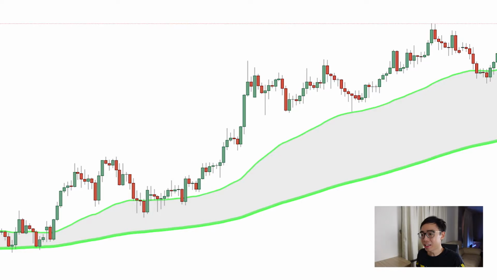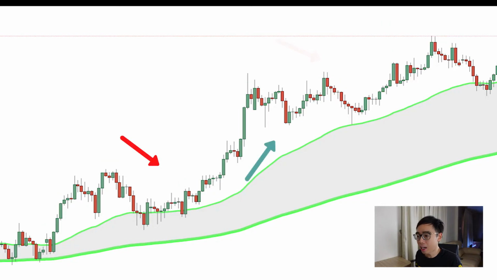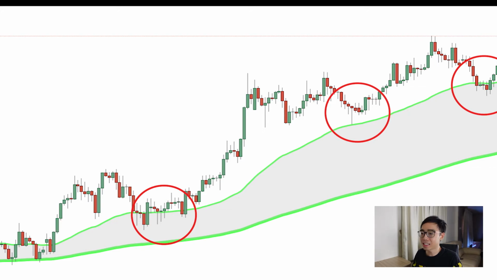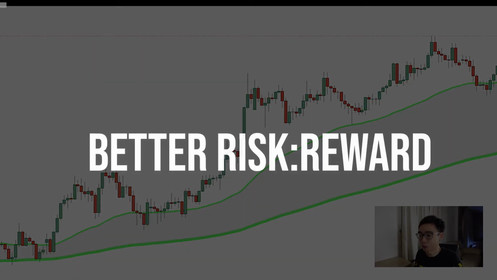For this strategy, we will be entering on pullbacks. Now let's talk about how the market works. The market moves in waves: goes down, up, down again, and up again. In this strategy, we want to get in when the price pulls back. This gives us better positions that can give us a better risk and reward ratio. So how do we identify the pullbacks?